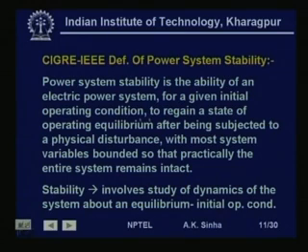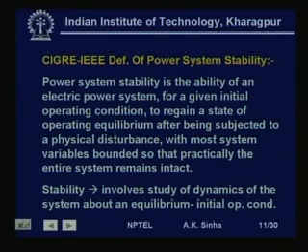So it says power system stability is the ability of an electric power system, for a given initial operating condition, to regain a state of operating equilibrium. That is, to regain a state of operating equilibrium, which means where the real and reactive power balance is maintained. That is, the system is working in synchronism and the voltages at various points in the system are within the normal operating limits. So, to regain a state of operating equilibrium after being subjected to a physical disturbance.